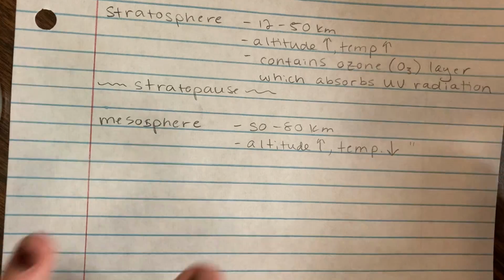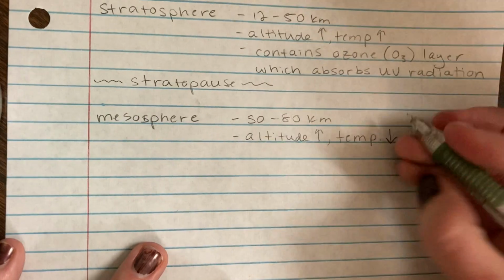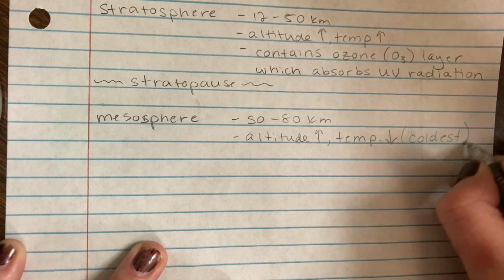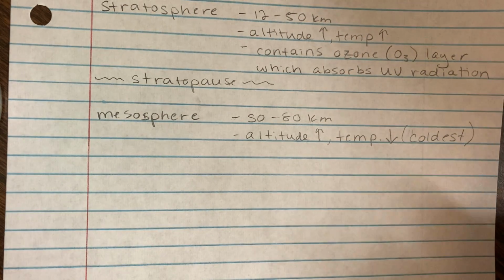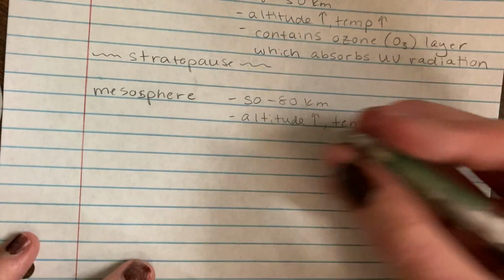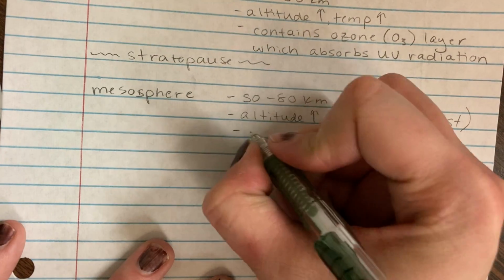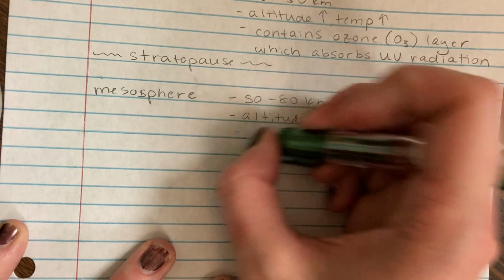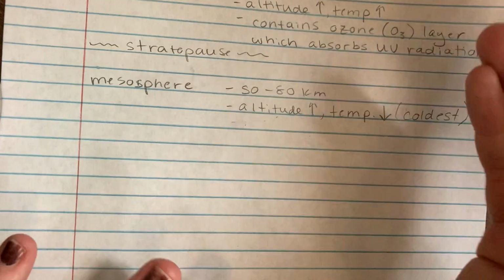This is the coldest layer. The mesosphere is the coldest layer. The coldest temperatures that we measure in our atmosphere are found in the mesosphere. So the mesosphere plays an important role in protecting us from kind of extraterrestrial objects.